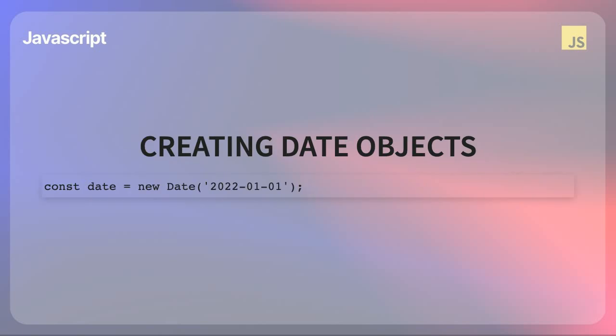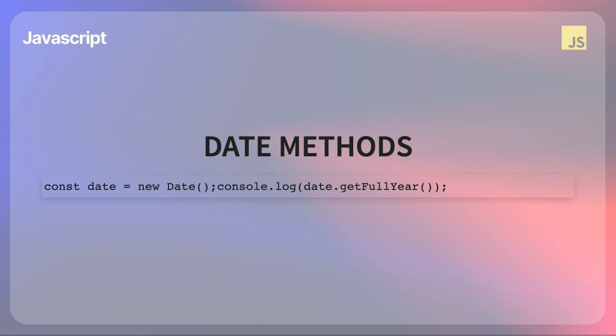In JavaScript, we use the date object to work with dates. We can create new date objects using the constructor or by passing a string representation. The date object provides various methods for working with dates, such as getting and setting individual date components.